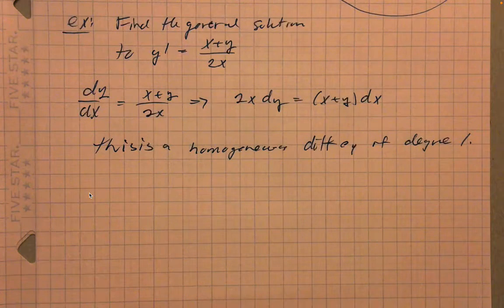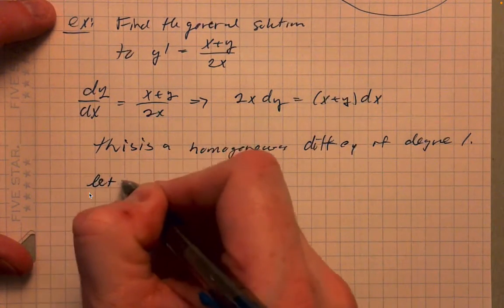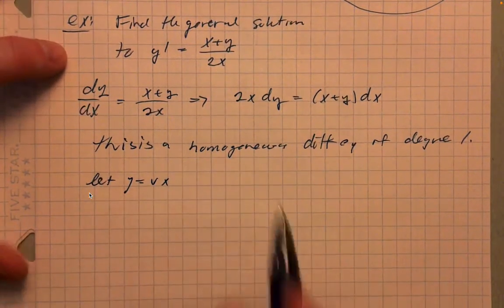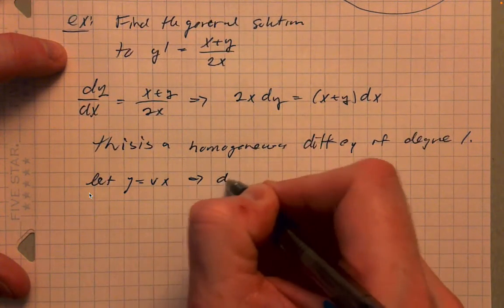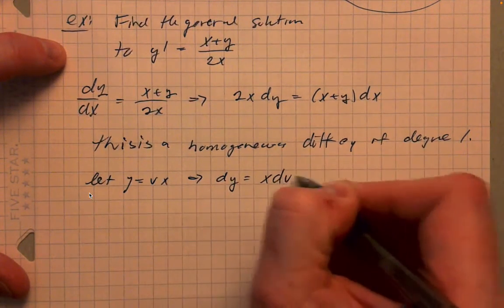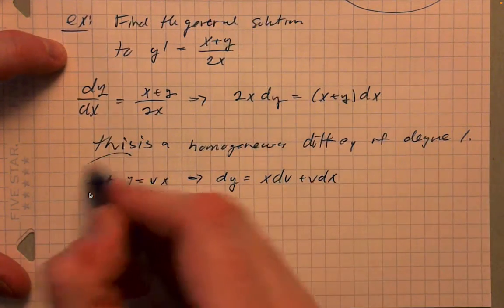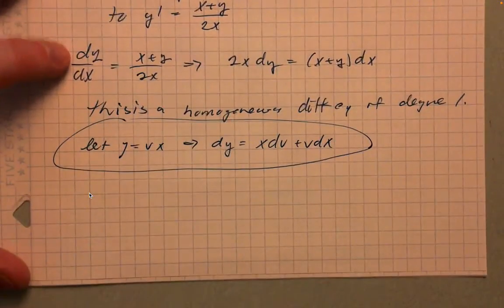And so let's do the substitution. So let's let y equal v of x. Then dy is equal to x dv plus v dx, right? So this is our innovation here.